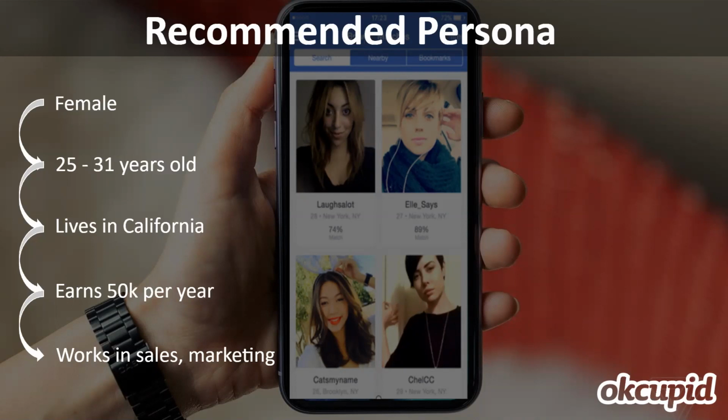So based in California, and then works in sales and marketing, and an average salary of around 50K if we were to use any PPC or paid ads that allow us to target those metrics. So overall, this is our recommended persona, and a good starting point, I think, for the marketing team to build out their campaigns.